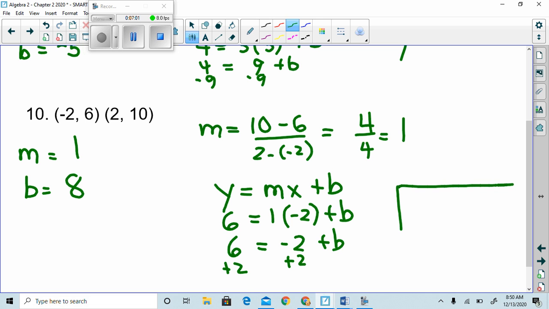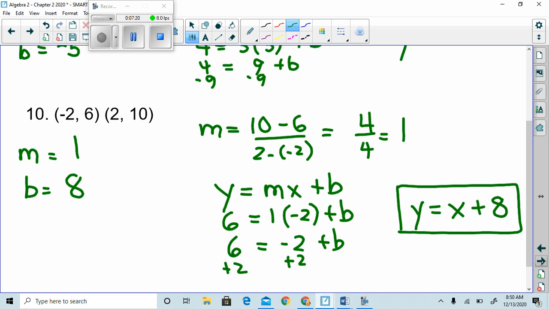If we have a slope and a y-intercept, we have the slope-intercept form. Y is equal to, well, 1 times x is just x, plus b, which is 8. And there is all of the forms of writing the linear equation in slope-intercept form.